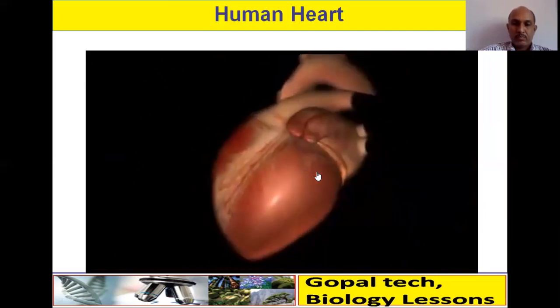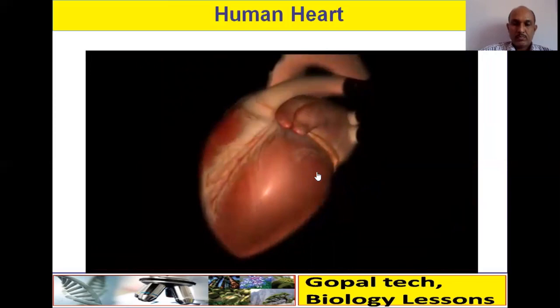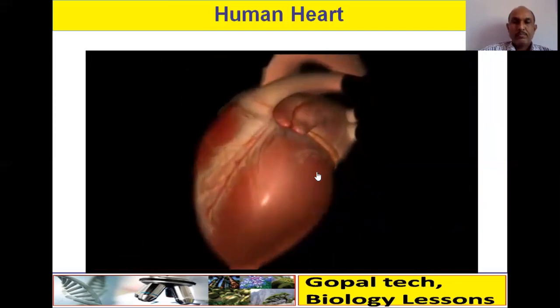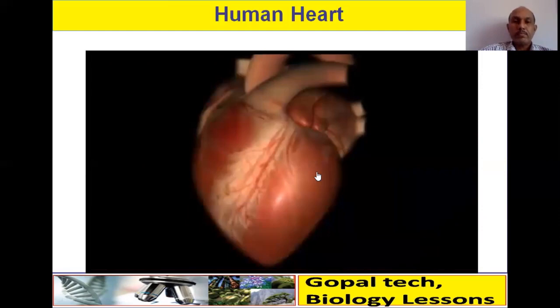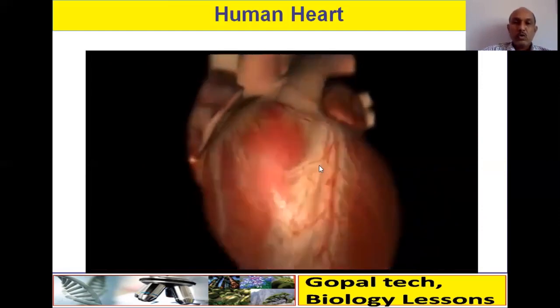Veins take blood back to the heart, which pumps it to the lungs to be oxygenated. The heart's own arteries, the coronary arteries, provide oxygen and nutrients to the heart muscle. See, these are coronary arteries and coronary veins, which supply blood to the heart muscles.